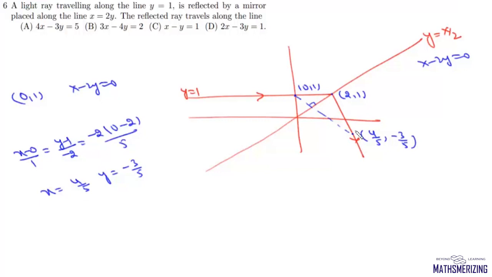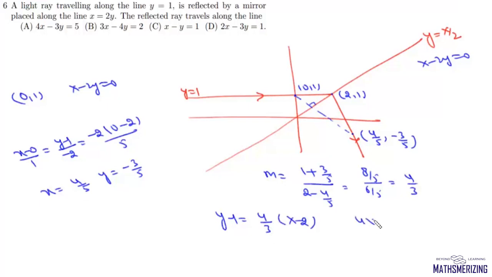Now we have 2 points on the reflected ray. We can write its equation. First we'll find its slope. Its slope will be (1 plus 3/5) upon (2 minus 4/5), so it'll be (8/5) upon (6/5), which is 4/3. So the equation of the reflected ray will be y minus 1 equals 4/3 (x minus 2). So it is 4x minus 3y equals 5, and that's your option A.